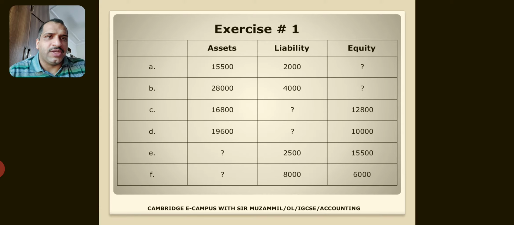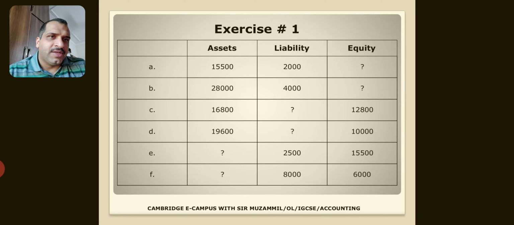How? You see in exercise number 1a, asset and liability are given but equity is missing. So what would be equity? Asset minus liability, so 13,500 would be equity. Next, B part: 28,000 assets, 4,000 liability. So simply 24,000 would be equity. Same C part: 16,800 assets but equity is 12,800. So here liability is missing, and you can easily find liability is 4,000. Same D part: asset is given, equity is given, liability is missing. So liability would be 9,600.